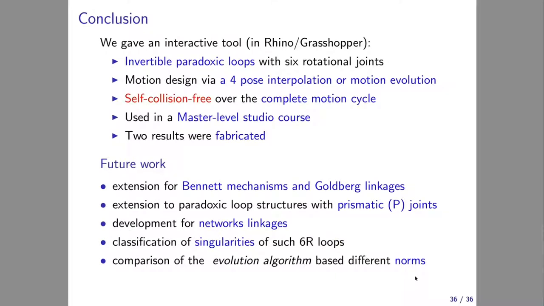The future work is that we can expect an extension to the Bennett mechanism, which is 4R, or the Goldberg linkage, which has 5R, or even closed loop structures with P-joints. For network linkages, there might also be extensions, but here it might not only be cubic motion; one can expect higher degree. The singularity for such rational 6R loops is also interesting for us in the future. And then, for the evolution algorithm, we use the two norms. Changing the norms would also be an interesting topic for us in the future.